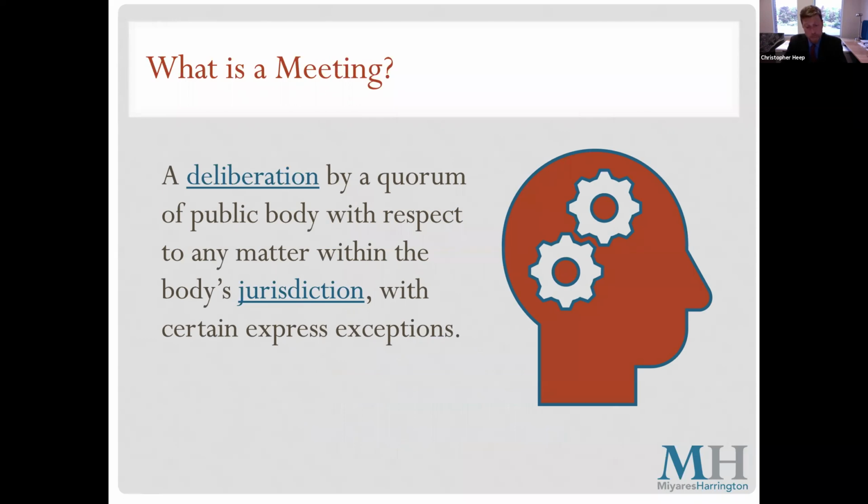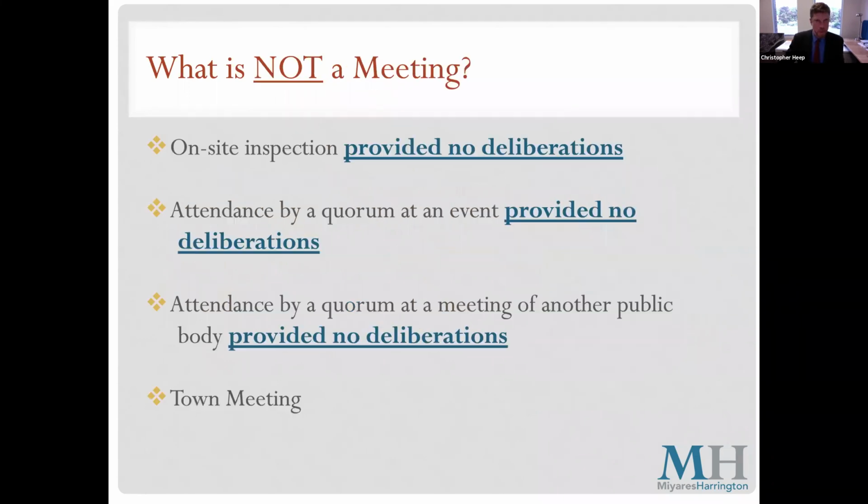Next is, what is a meeting? And the open meeting law defines meeting as a deliberation by a quorum of a public body with respect to any matter within the body's jurisdiction, with certain express exemptions. Those exemptions are as follows. These things are not considered meetings. On-site inspections, and here we think of site views by permitting boards or other boards going off to look at a project off-site. Those are not considered public meetings.